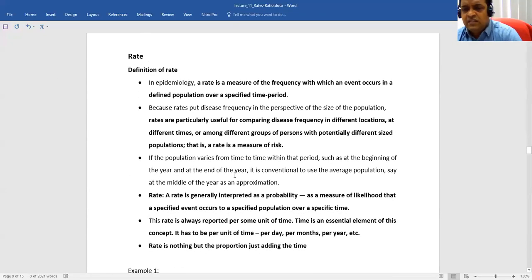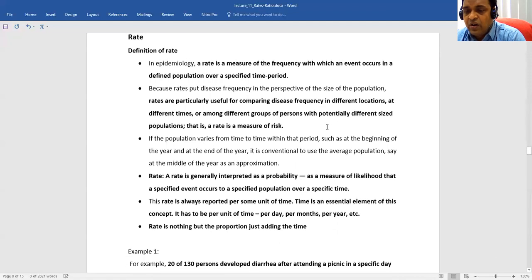There is another measure of frequency, that is rate. Rate is a measure of the frequency with which an event occurs in a defined population over a specific period of time. So what is the event that occurs in a specific population over a specific period of time? For the rate, time is very important. Rate can be used for comparing disease frequency in different locations, at different times, or in different groups.